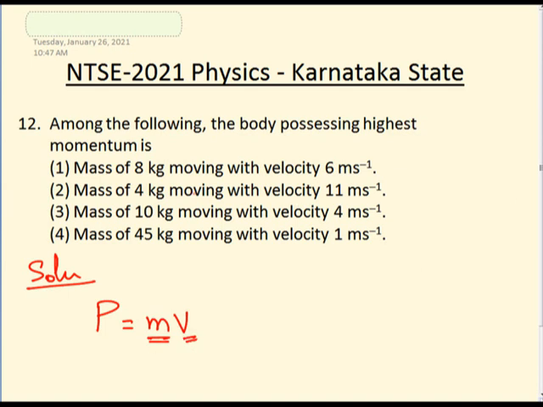So in the first case, what is the product m into v? 8 into 6. This gives you 48. 4 into 11 gives you 44. 10 into 4 gives you 40. This gives you 45. So momentum is highest in which case? Obviously 48 is the highest among all these 4, right? So option 1 is the right option. I hope these things are clear to you.